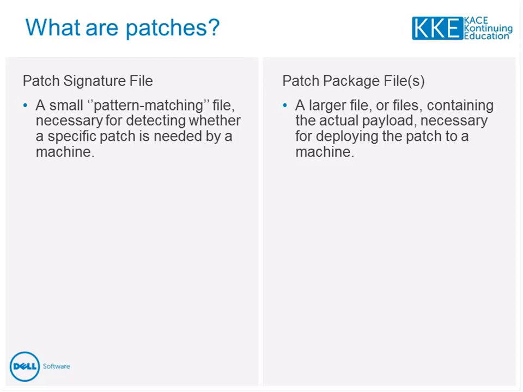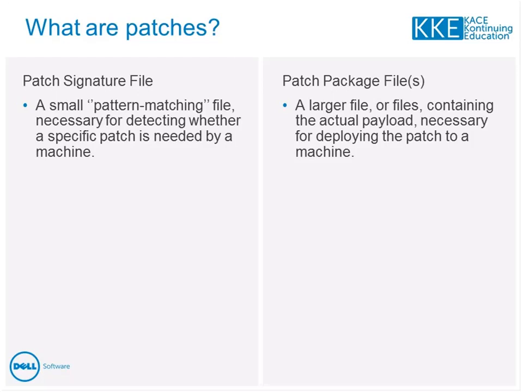It is a relatively small file, relatively meaning compared to the actual deployable patch package. It's a relatively small, virtually text file that tells the analyzing engine, the detecting engine, in this case the K1000, how to detect whether the machine needs the patch or not. Check here, check there, and that tells us the outcome of those checks, whether the machine needs it or not. Of course, it also has information relating to what type of patch it is and where it's from and what it's compatible with and all that kind of stuff.